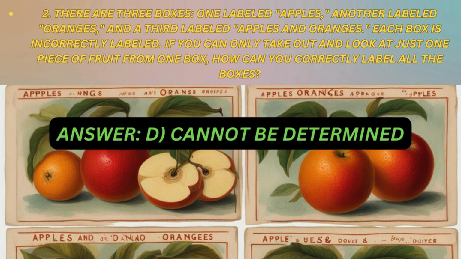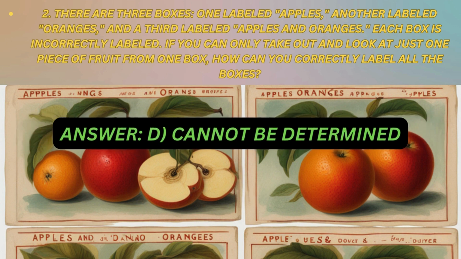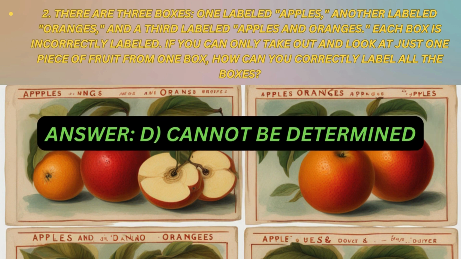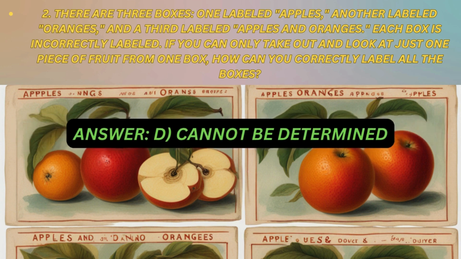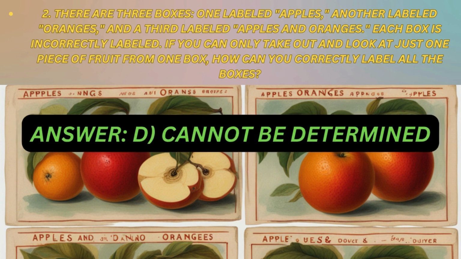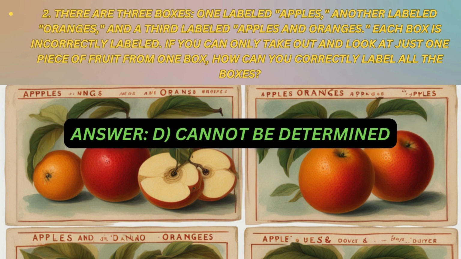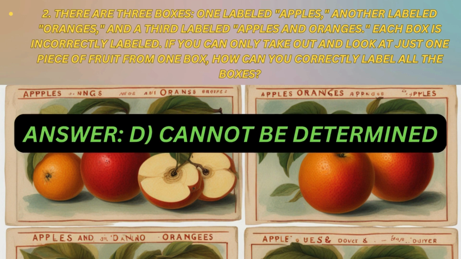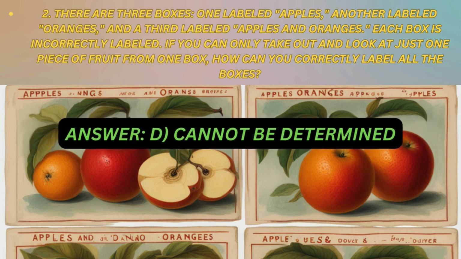Answer, D. Cannot be determined. Explanation, since each box is incorrectly labeled, you can deduce that none of the fruits in the boxes match their labels. Therefore, the answer cannot be determined from the information provided.